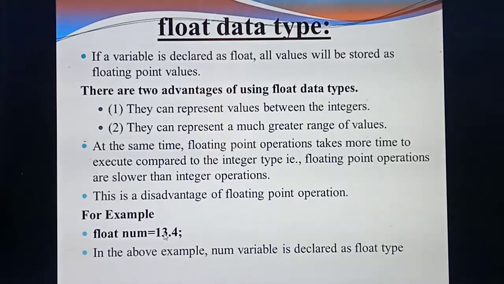So this is the example. Here, see the example: float num = 13.4. So what's the meaning? Which one is the variable here? Num. Num is a variable. What's the meaning? You are declaring a variable num, and num belongs to the data type float. Understood? Here you are giving the value 13.4.